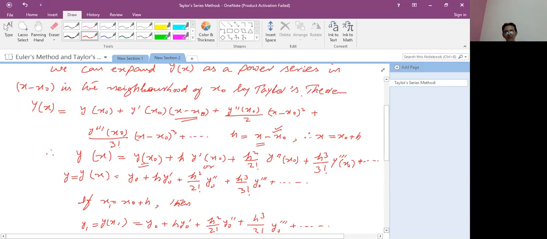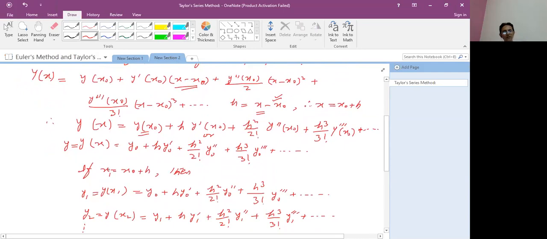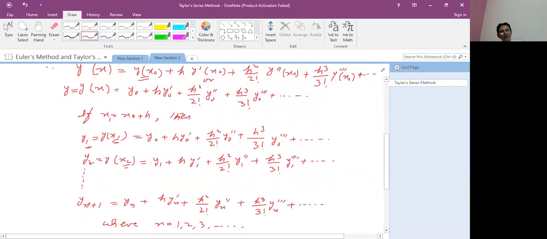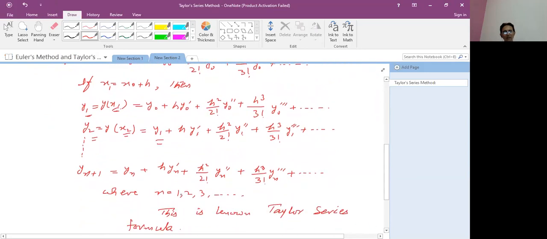After finding the first function value, if we consider, student, x1 equal to x naught plus h, then y1 is equal to y of x1, which is y naught plus h times the derivative terms. Similarly, if you find y2 at x2, the function is y1 plus y1 prime, y1 double prime, y1 triple prime, and so on. Similarly, the (n plus 1)th value, y n plus 1, is equal to yn plus the derivative terms, where each value is called yn. When we put n equal to 1, 2, 3, we find the different values as given. So this formula is known as the Taylor series formula, student.